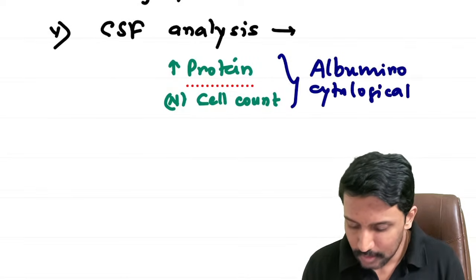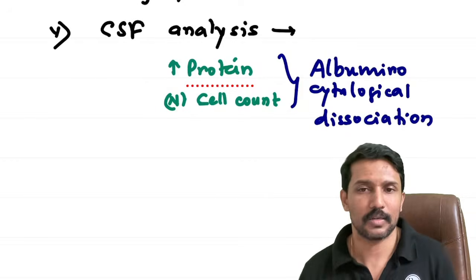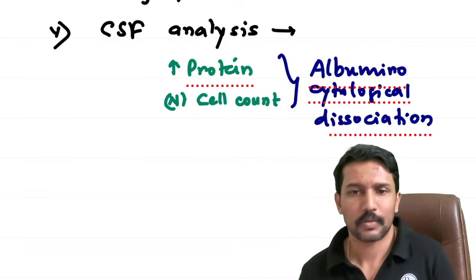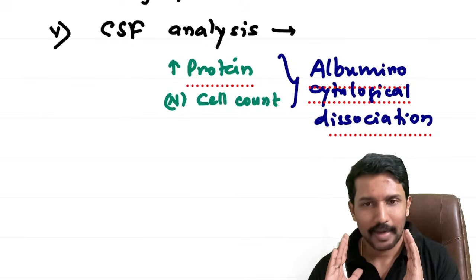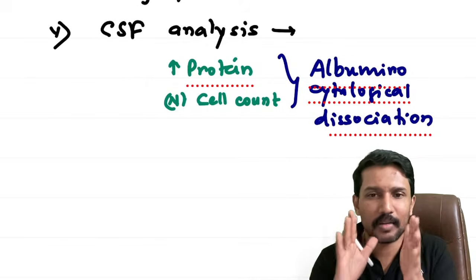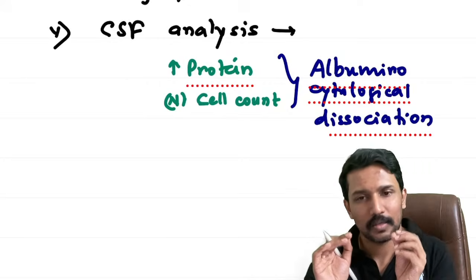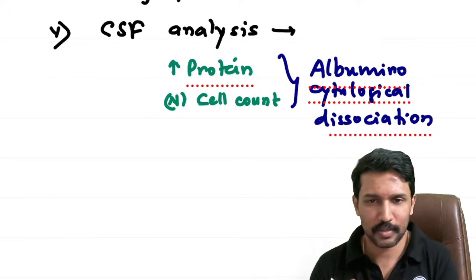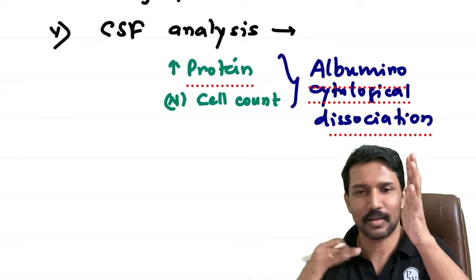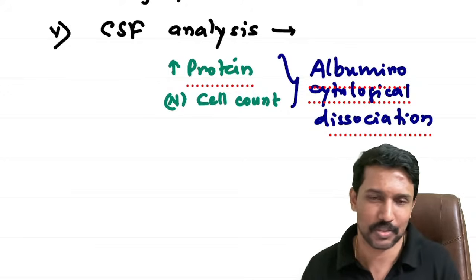Albuminocytological dissociation. Now what do I mean by this? Albumin refers to protein. Cytology means cells. Normally, protein and cells both increase. But here only one is increased, like they are divorced. Earlier they were like a married couple. They go together everywhere. Meningitis, both. Right? Meningoencephalitis, both. Subarachnoid bleed, both. But here now they are divorced. Protein is increasing, cell count is not following it. That's the meaning of albuminocytological divorce or dissociation.